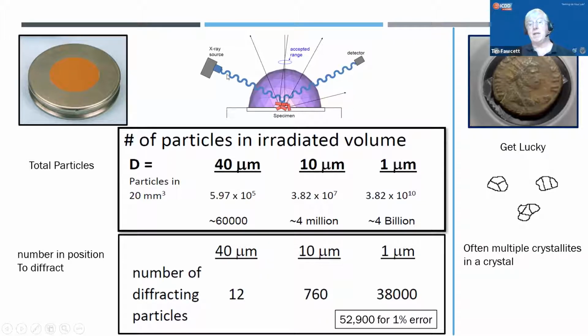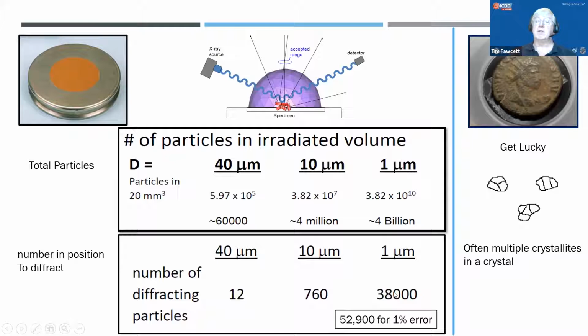And then we have to have them in a specific position to satisfy Bragg's law, and the detector at a specific point along the Ewald sphere. And this is shown by a certain vector coming out. And if we do that geometric constraint, we say of these 60,000 particles, we only have 12 in position to diffract at a particular point. And if we have 10, we're at 760, and at 1, we're at 38,000. Now 38,000, we're starting to get to the point where if you wanted a 1% error in all your peak intensities, you're approaching statistical significance of that 1%.